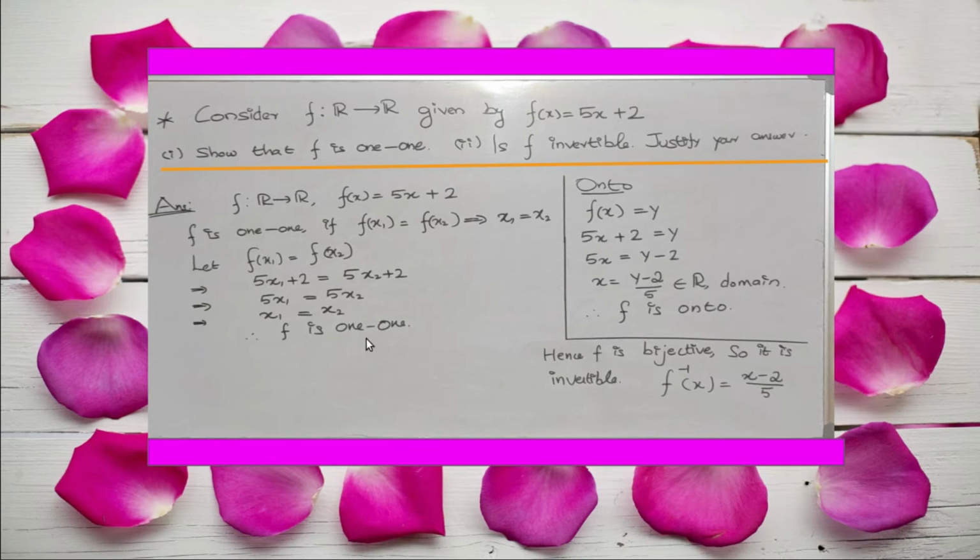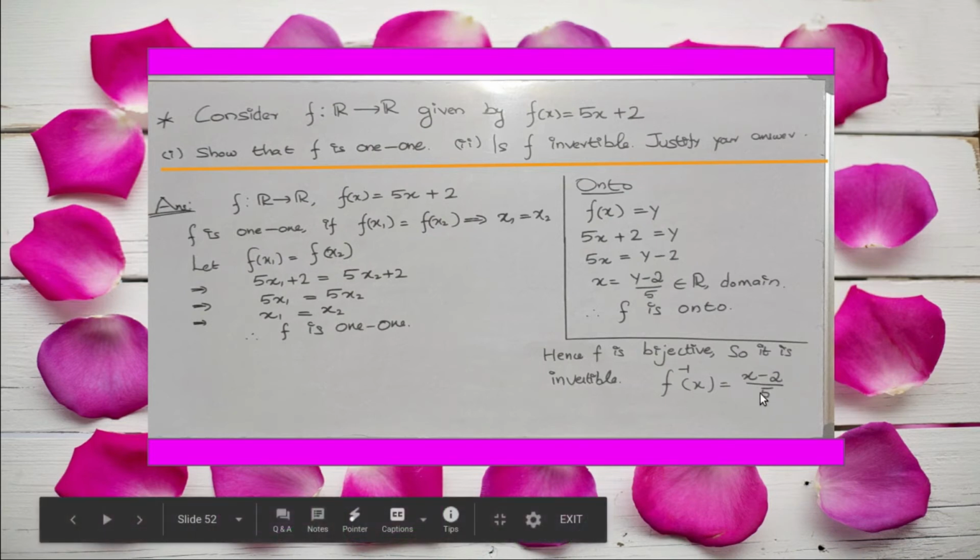So the function is both one-one and onto. So it is bijective, so it is invertible, and f inverse is this function. f inverse of y is y minus 2 by 5, so f inverse of x is x minus 2 by 5.